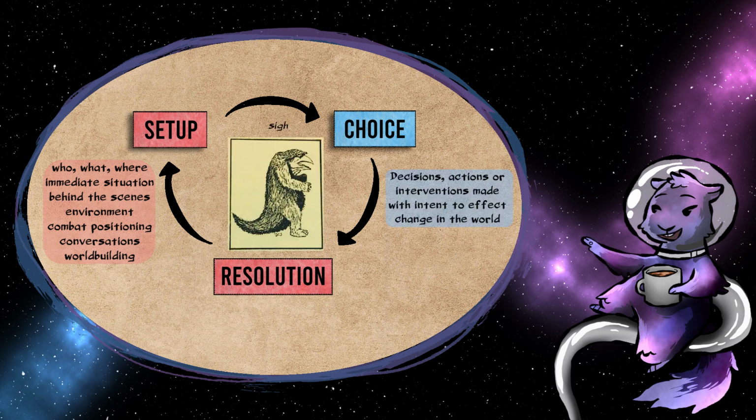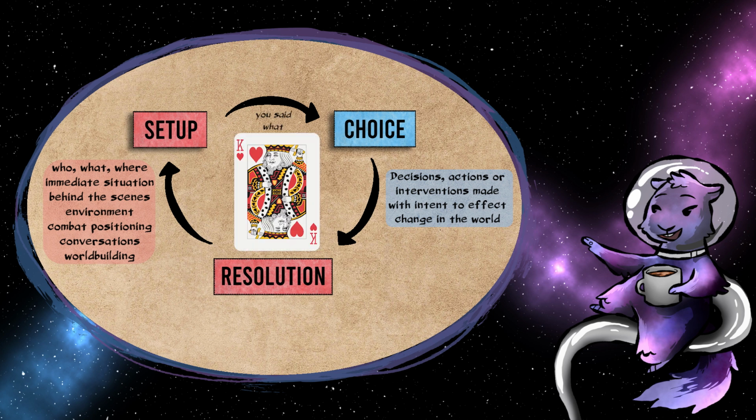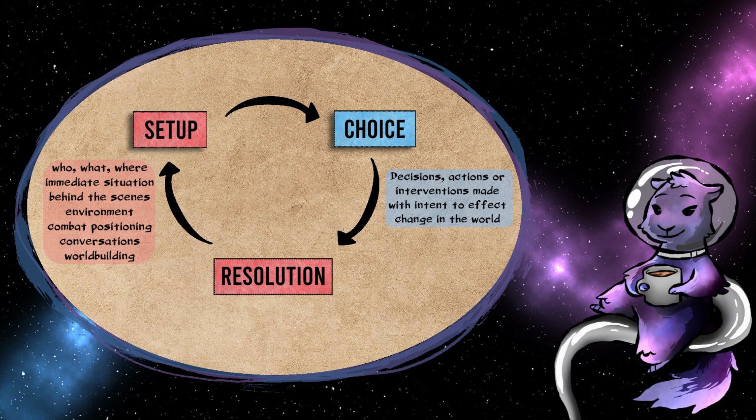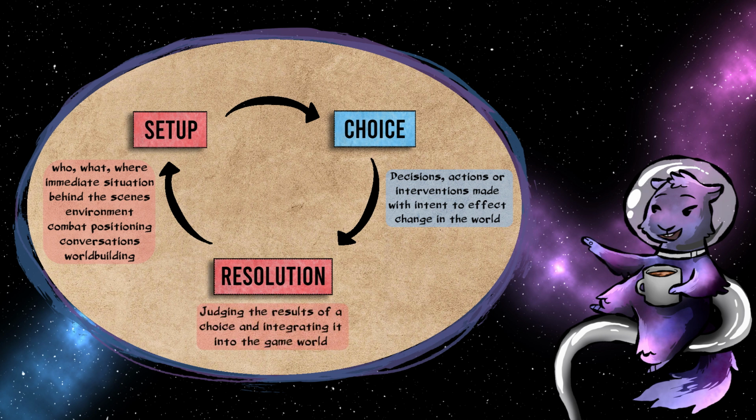Will they attack the owlbear? How do they answer the king's question? Will they try to steal the ogre's club sandwich? Meaningful choices interact with the world and demand some kind of response from it. Figuring out how the world responds to that choice is the process of resolution, where the GM judges the effects of the choice and describes its impact.